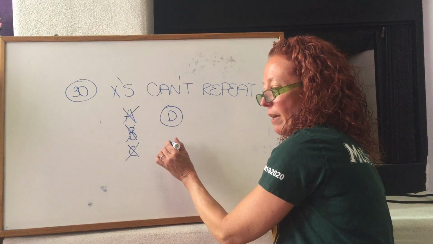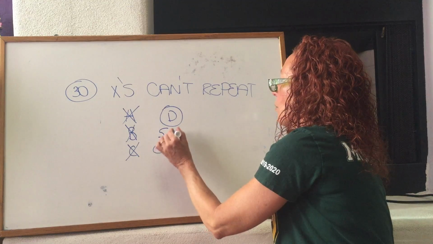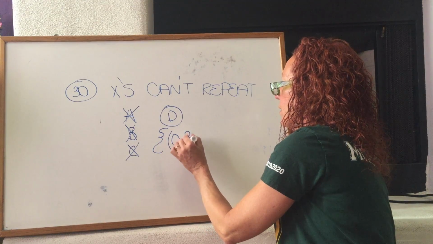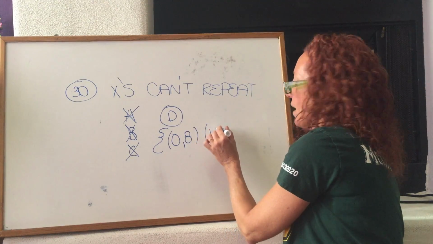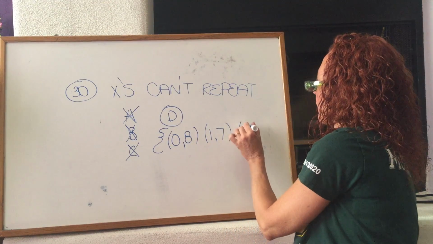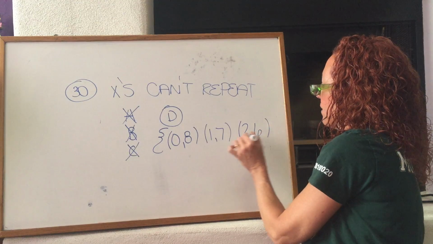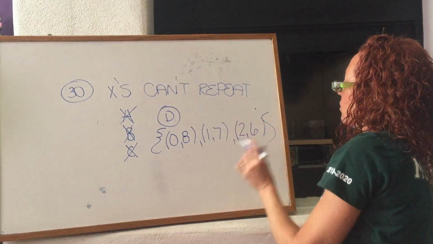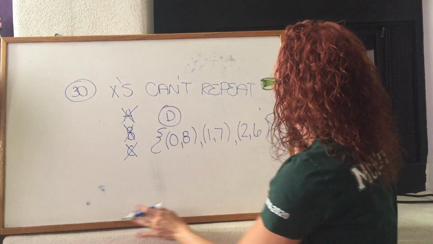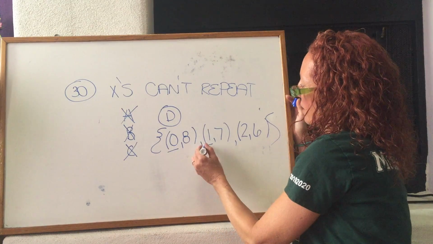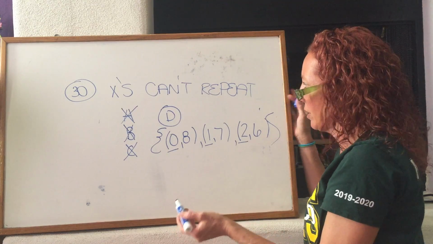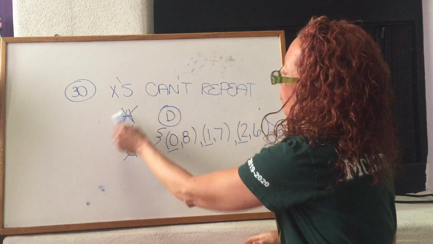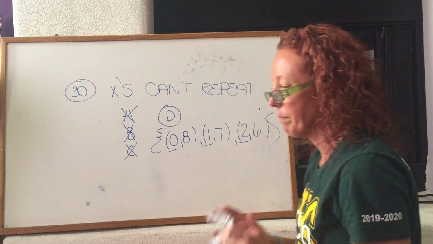But let me write down those points so you can really see why I'm choosing D. 0, 8, 1, 7, and 2, 6. Oops, I'm losing my whiteboard. All right, so all these x's are not the same. They're all different, which is why it makes it a function. So if you're wondering why I keep crossing those out, that's why.